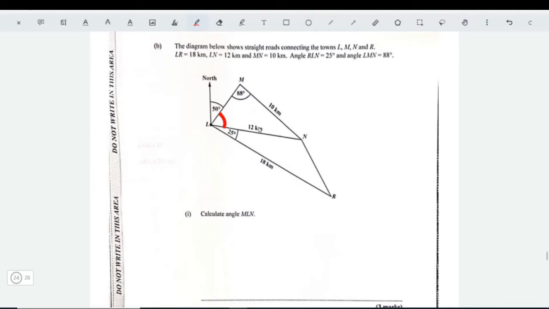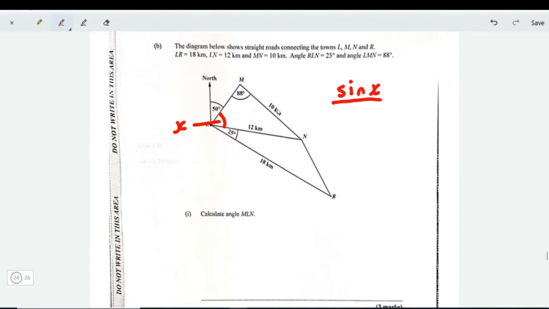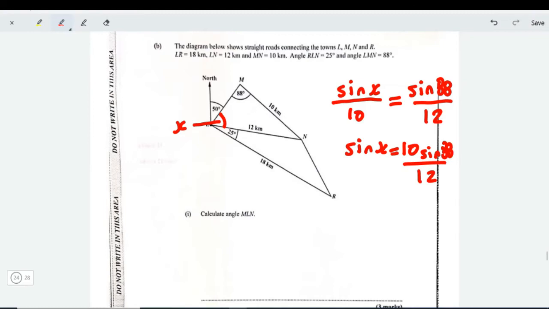In order to do that, we're going to use sine rule. Remember sine rule, the side that matches it. This angle, let's call that angle X, corresponds to the side of 10 kilometers, the side opposite from it. So we can say that sine of X over 10 is equal to the sine of an angle that we know, 88, which corresponds to 12 kilometers. So it's equal to sine of 88 over 12. Now we can cross multiply and say sine X is equal to 10 times sine of 88 over 12.